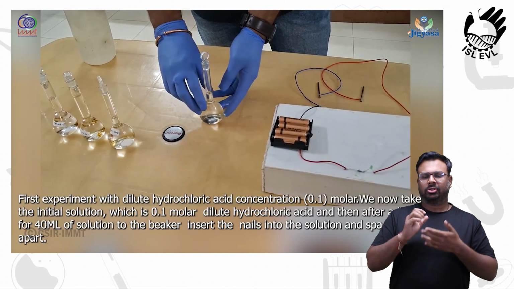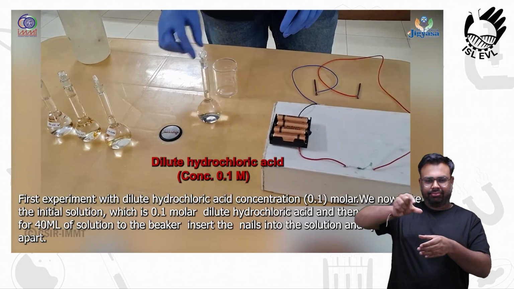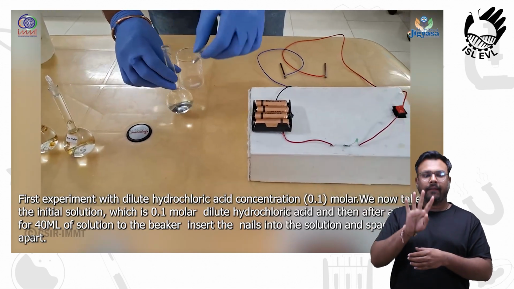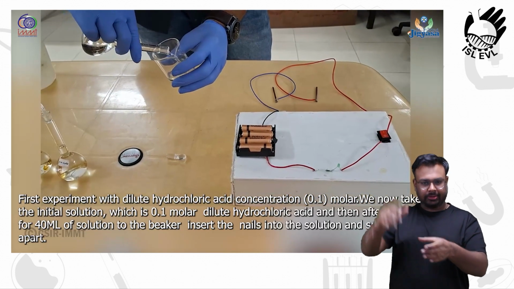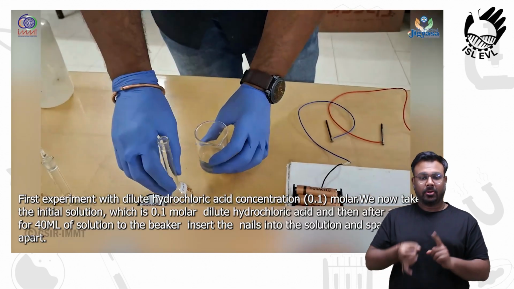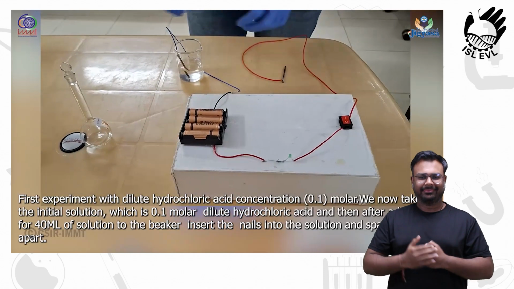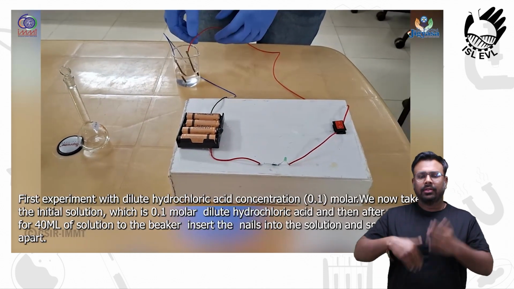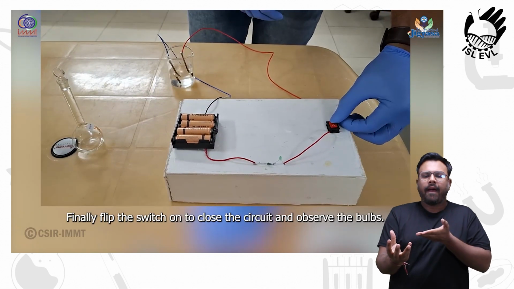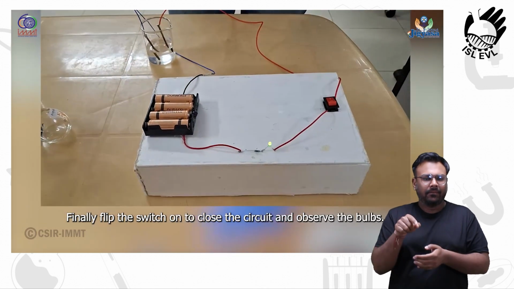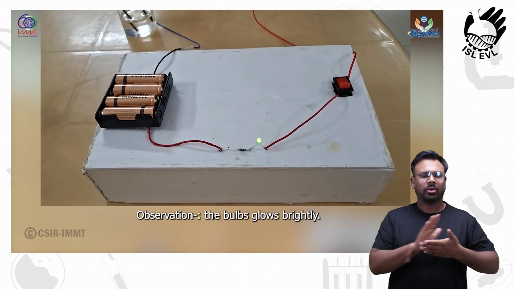First, experiment with dilute hydrochloric acid. Concentration 0.1 molar. We now take the initial solution, which is 0.1 molar dilute hydrochloric acid, and then after adding 40 ml of solution to the beaker, insert the nails into the solution and space them apart. Finally, flip the switch on to close the circuit and observe the bulbs. Observation: the bulb glows brightly.